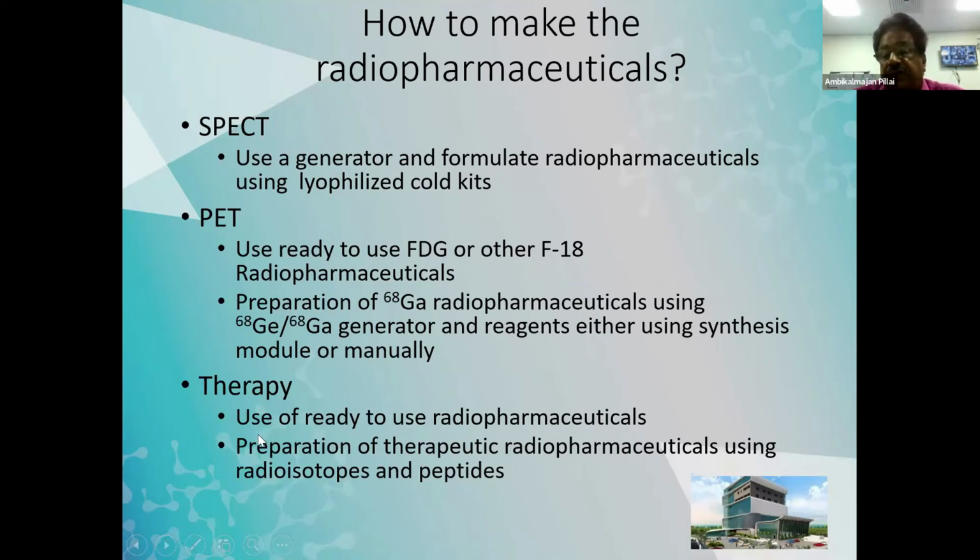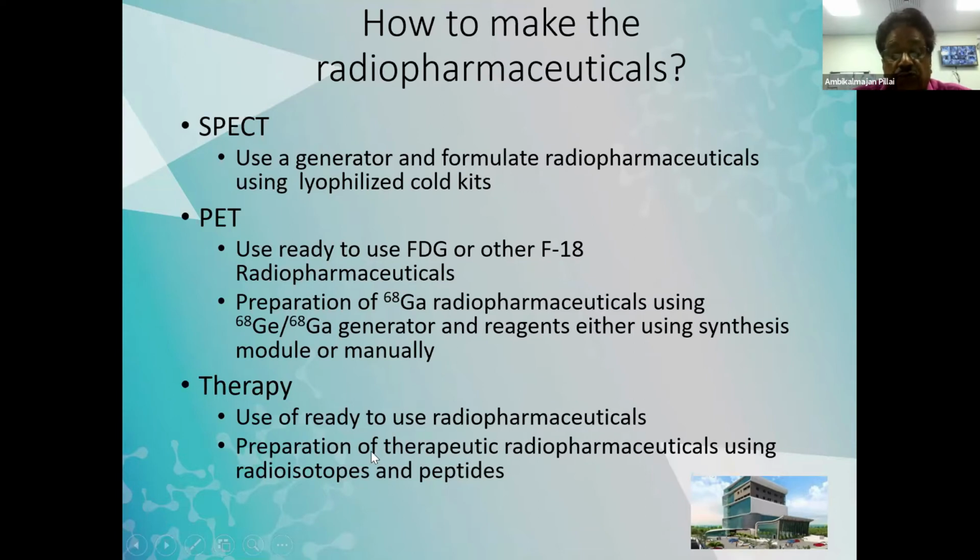Then comes radiopharmacy related to therapy. Now we have two different types of radiopharmaceutical. One is ready to use radiopharmaceuticals. They look like iodine-131, sodium iodide comes and it is used like that only. The second, you have MIBG. Samarium EDTMP you purchase, that is again used as a radiopharmaceutical.